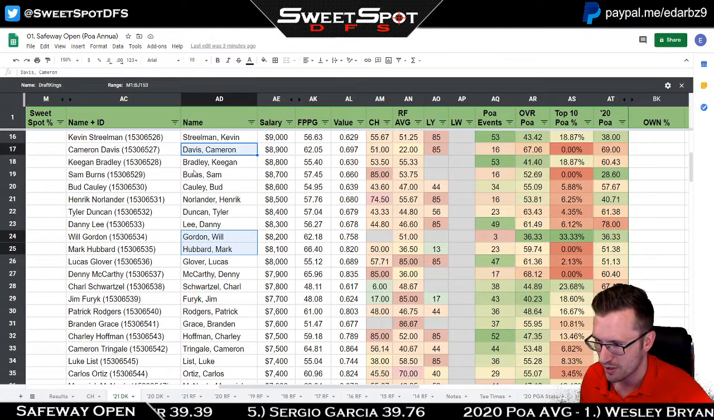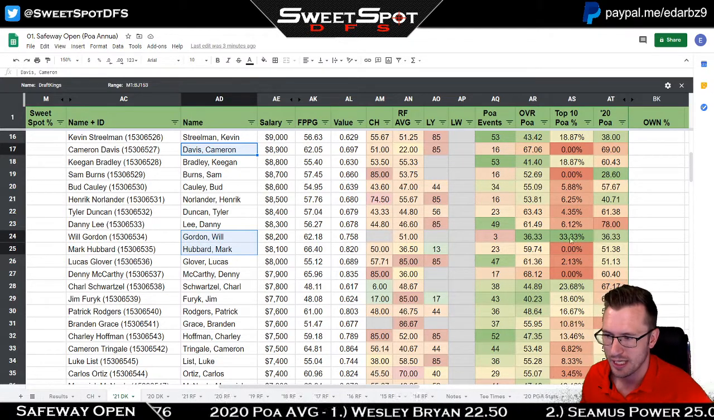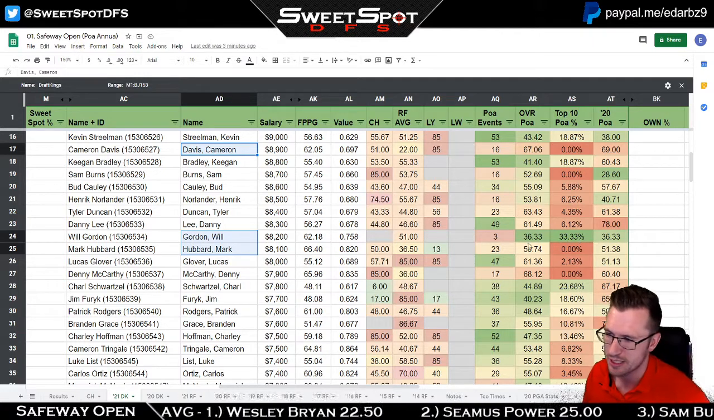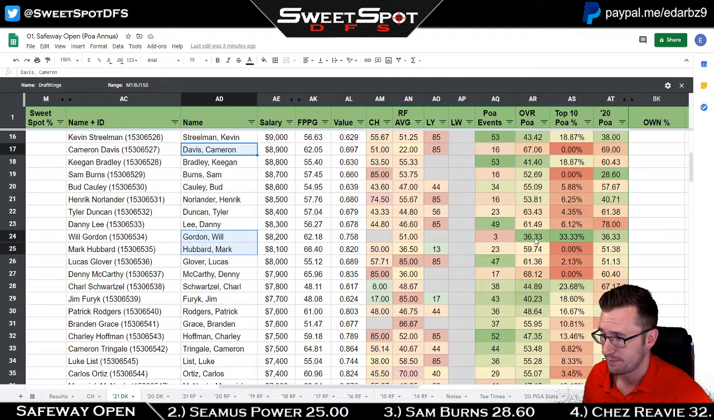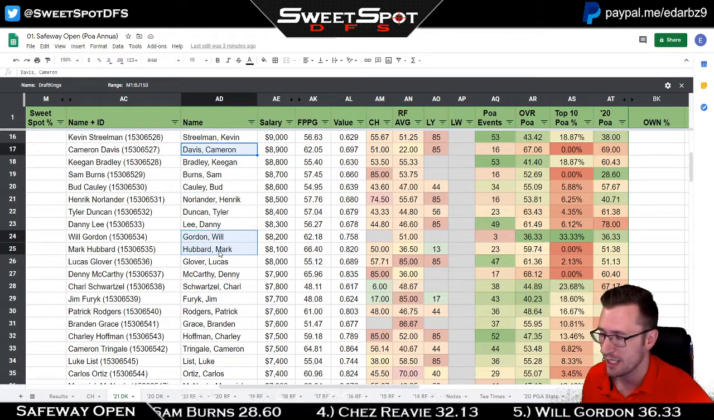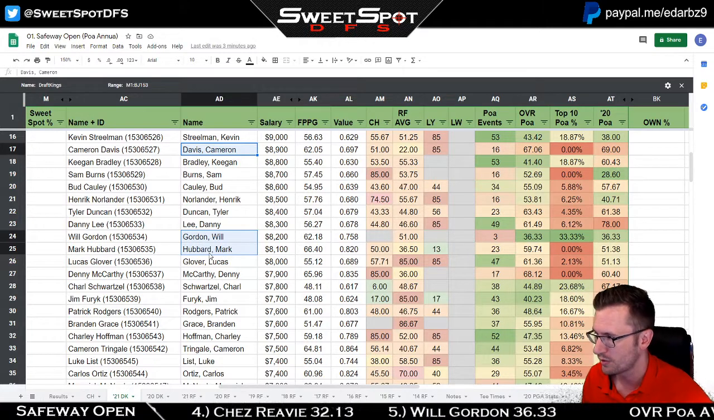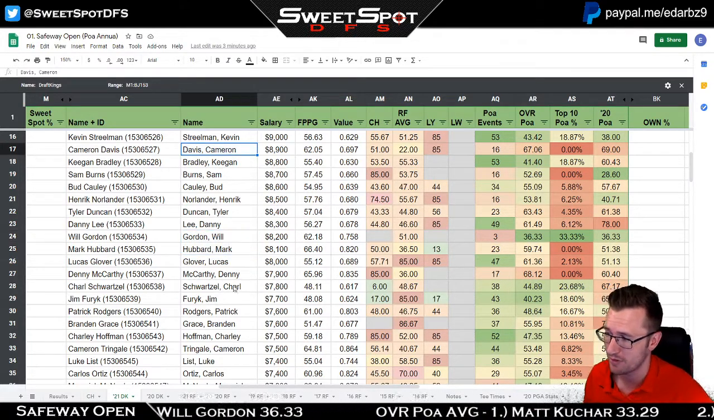Will Gordon, on the other hand, did really well at the Rocket Mortgage Classic. That's why he has this 33.33%, and that's why his overall POA splits are good. But I like Mark Hubbard just because of how low he can score. He is a scorer. So those would be my 3 picks. And if I'm going to have to choose one, it's going to be Cameron Davis.